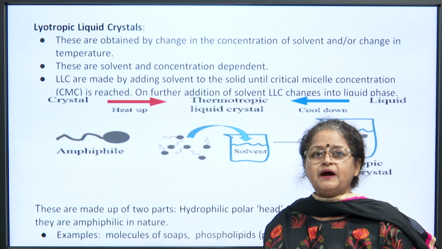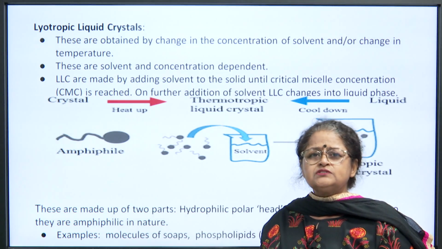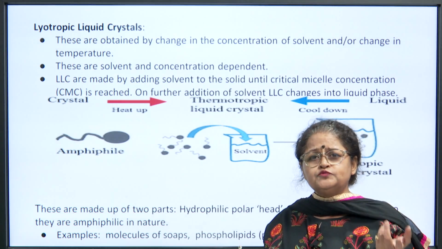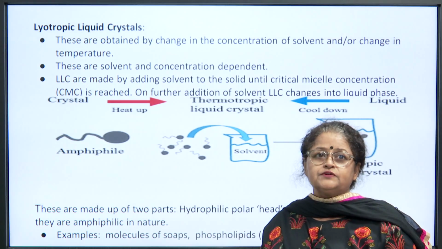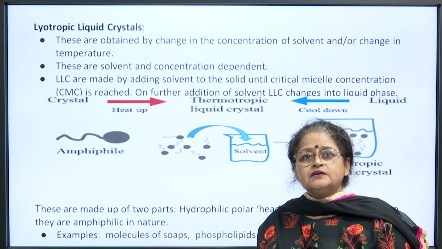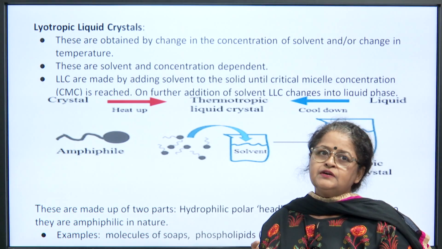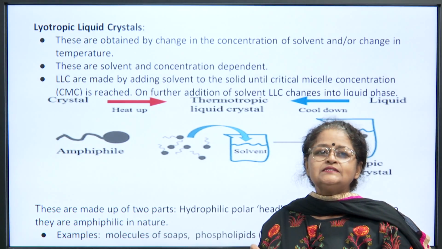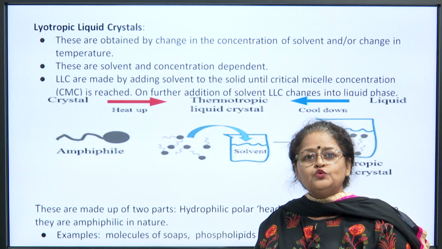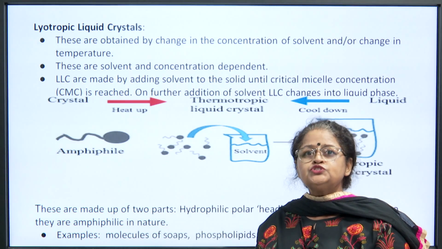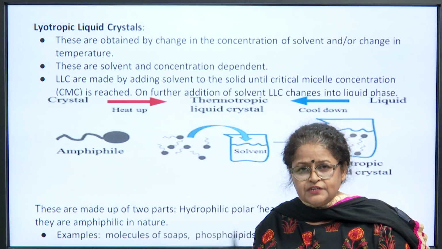What are lyotropic liquid crystals? These are obtained by change in the concentration of solvent. Of course, temperature change, like if you have to remove the solvent, then definitely you will have to change the temperature a little to remove the solvent. So, these are solvent dependent or concentration dependent entities. The LLCs, that is lyotropic liquid crystals, are made by adding solvent to the solid until a critical micelle concentration is reached.